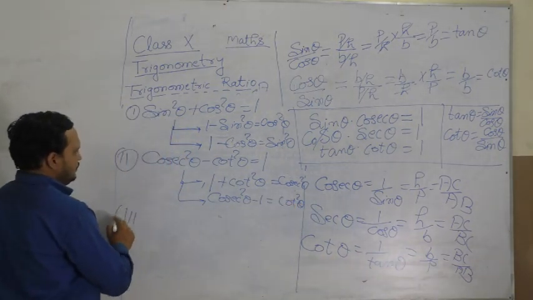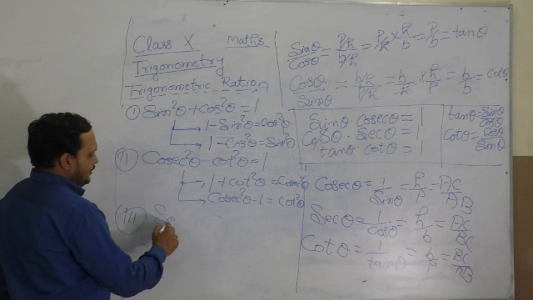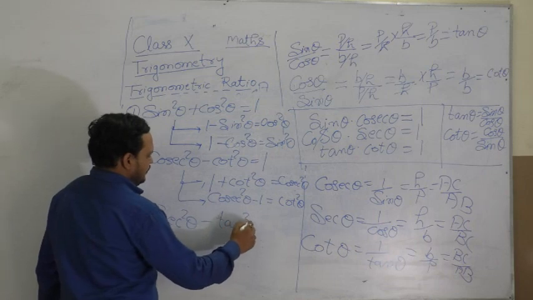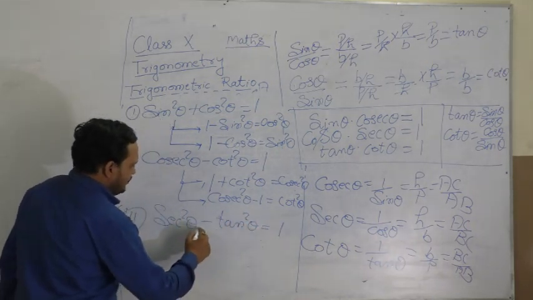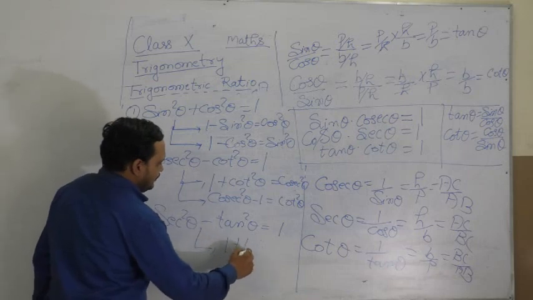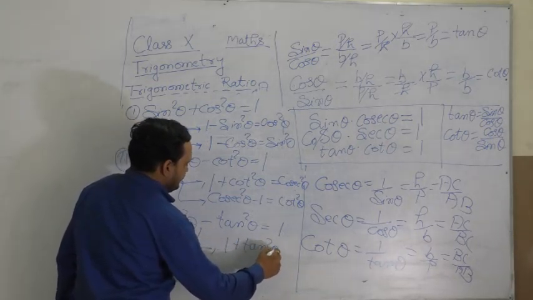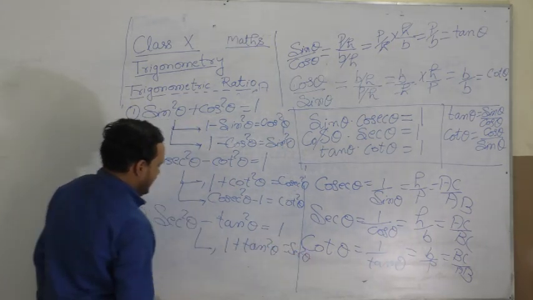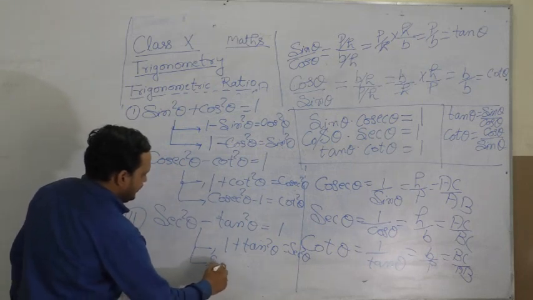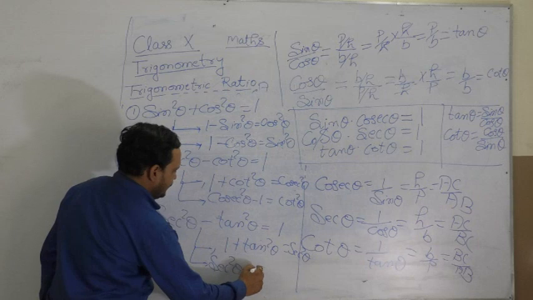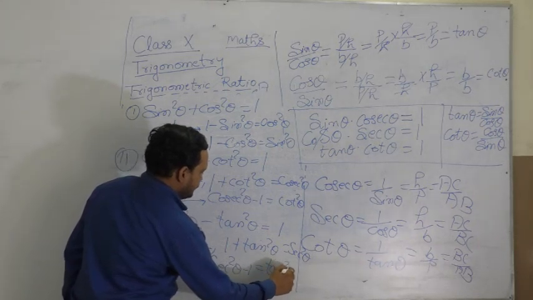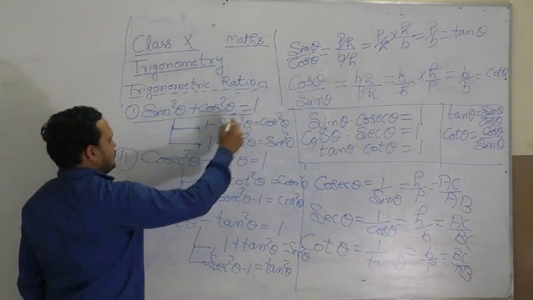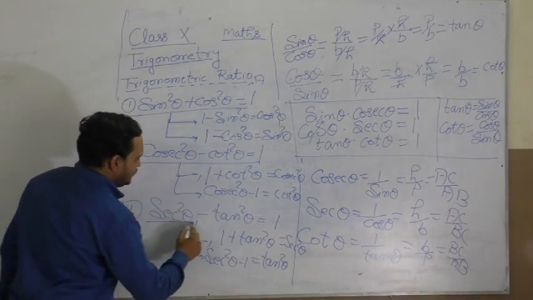Now come to the third formula. This formula is sec square theta minus tan square theta equals 1. In this there are also two different formulas: 1 plus tan square theta equals sec square theta, and sec square theta minus 1 equals tan square theta. These are the different formulas. This is the first basic formula, this is the second, and this one is the third.